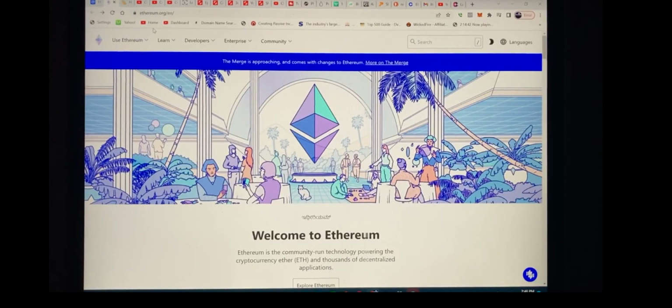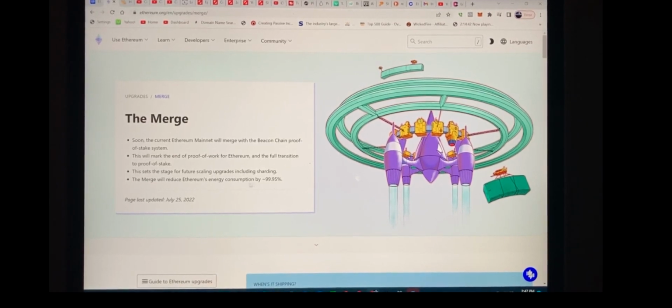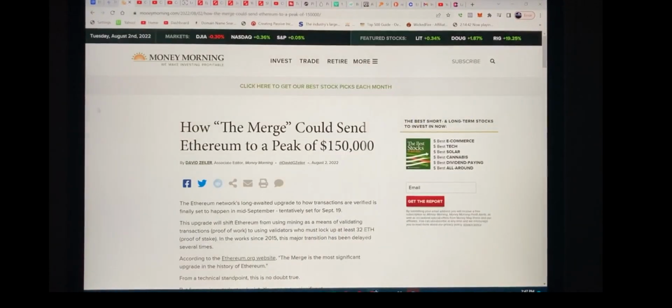Now we're going to talk a little bit about this merge. Let's find out about it. We can see here, this is Ethereum's homepage. More on the merge. Soon, the current Ethereum mainnet will merge with the Beacon Chain proof of stake system. This will mark the end of proof of work for Ethereum and the full transition to proof of stake. This sets the stage for future scaling upgrades. The merge will reduce Ethereum's energy consumption by 99%.